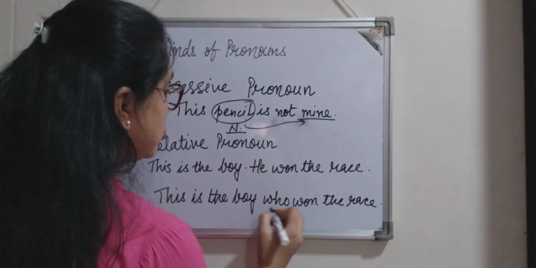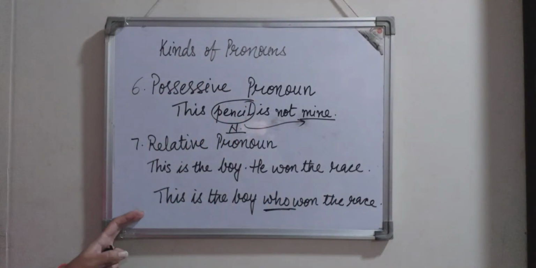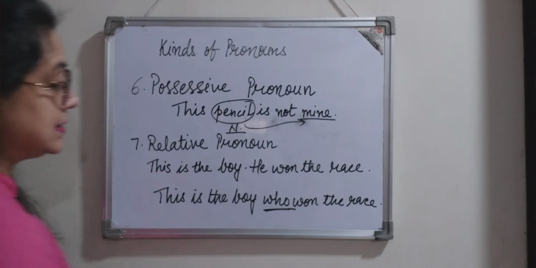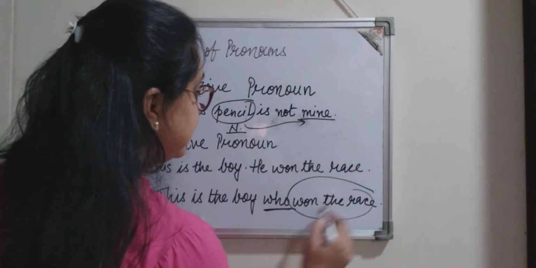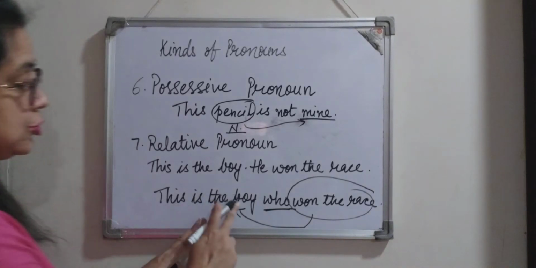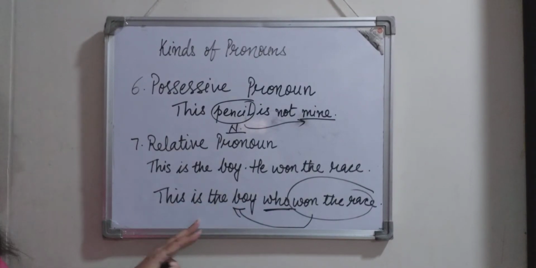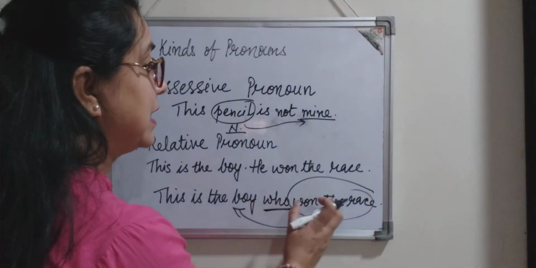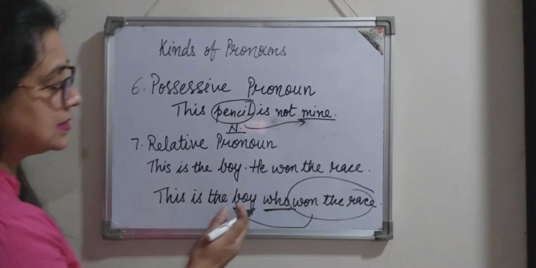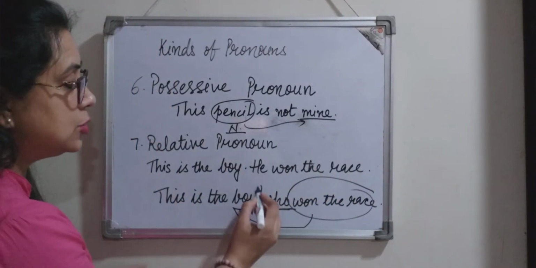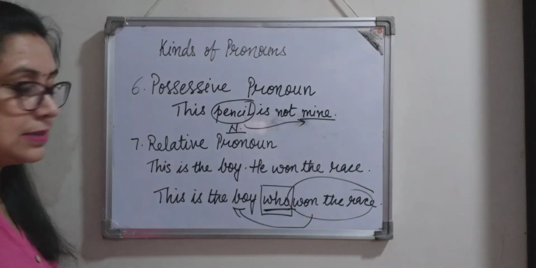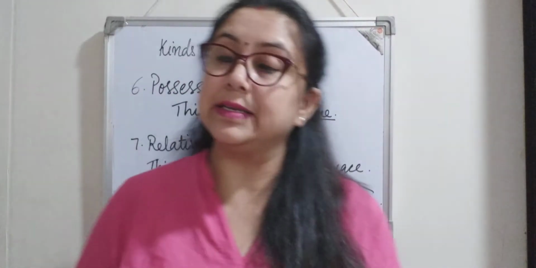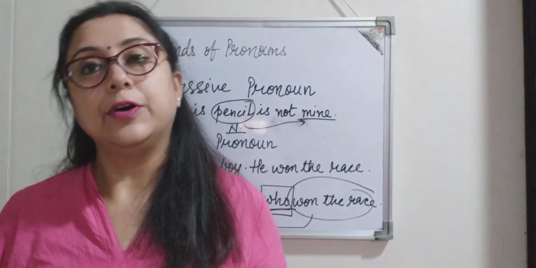So here, who is a relative pronoun. Why? Because it's showing a relation, right? It's showing a relation with the boy. This is the boy who won the race. Which boy won the race? This is the boy. So the word who shows a relationship, and that is why it's a relative pronoun.